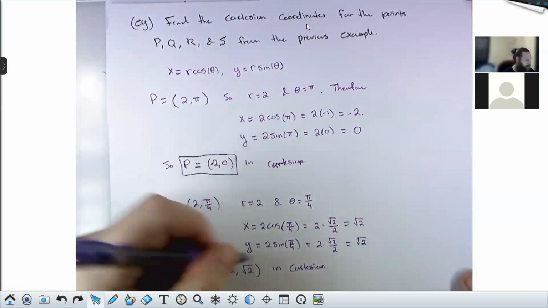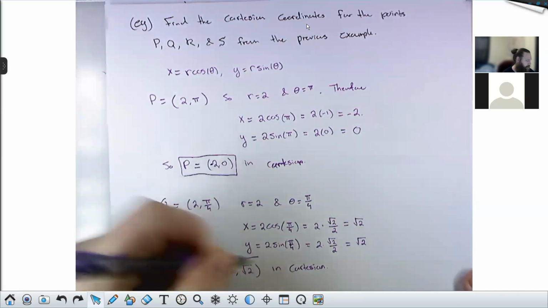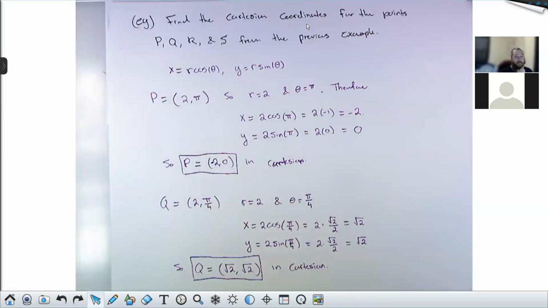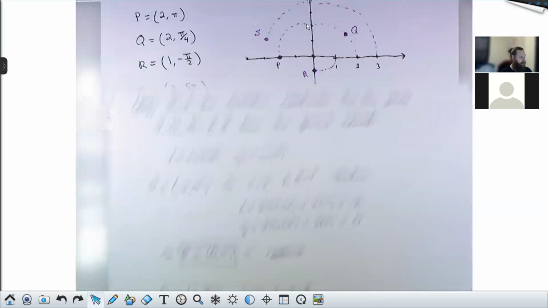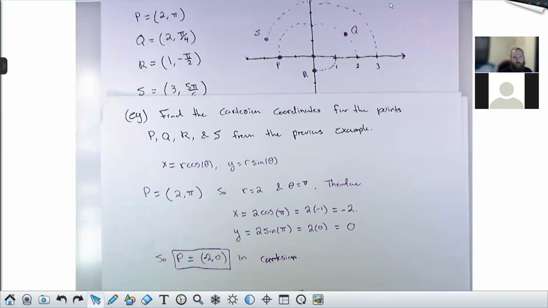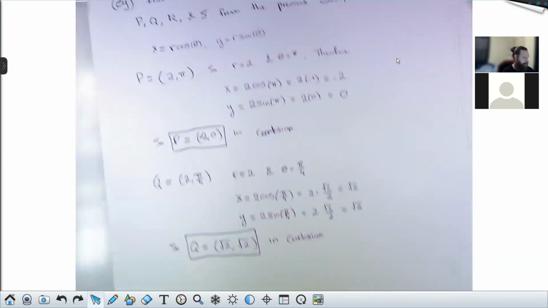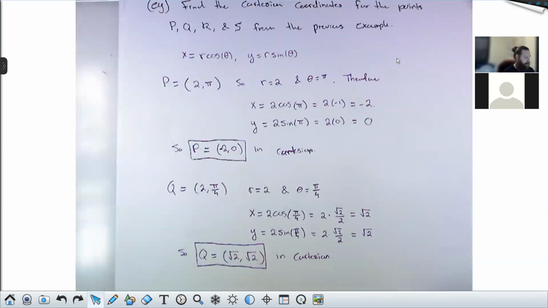And if you look at the picture, that makes sense. I'll give you a second here to make sure you've got this written down. All right, if you look at the picture, square root of 2, remember, is about 1.4. So yeah, like 1.4-ish. That makes sense.